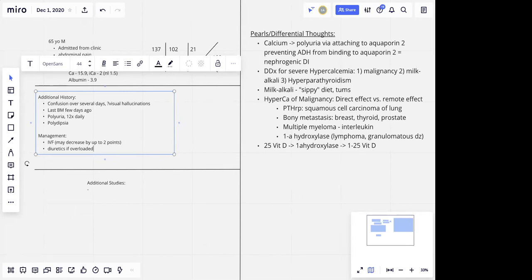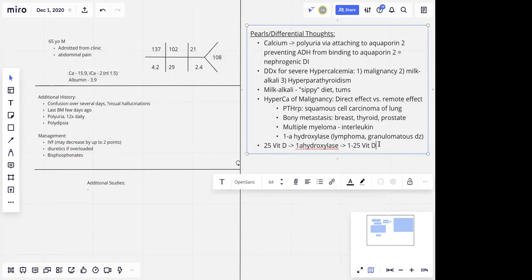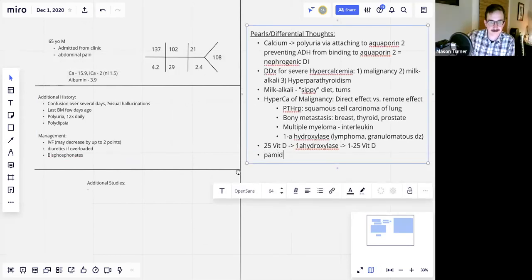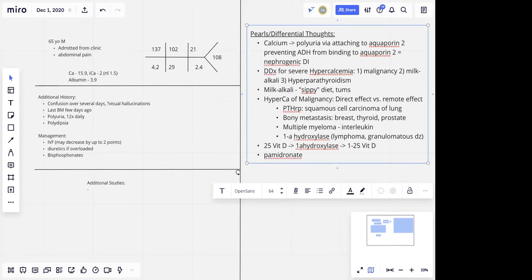So I just did it 30 minutes ago over the phone. We generally use bisphosphonates, which is the mainstay of treatment of hypercalcemia. Two agents that we tend to use are pamidronate, or the more expensive zoledronate or zoledronic acid. The major difference is that zoledronic acid is given over 15 minutes versus at least 2 hours for pamidronate, but it's 10 times more expensive.